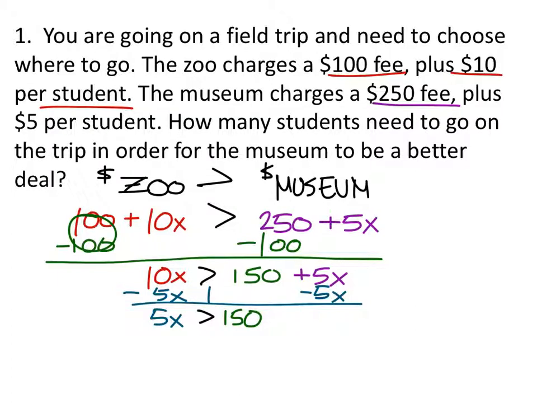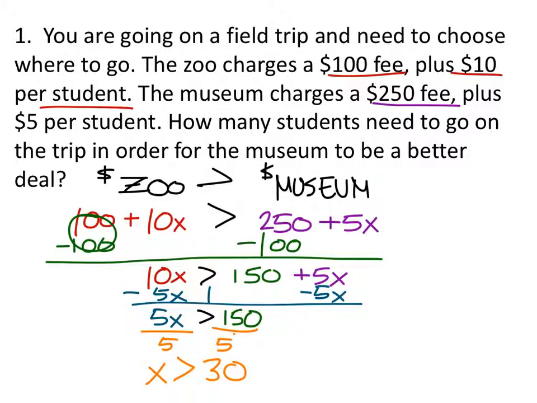Now, just if we were to interpret this, the museum is charging $5 less per student, or the zoo is charging $5 more per student. And the difference between their starting cost is $150. So we've got to make up that 150 bucks by dividing both sides by 5. So we'll divide by 5 on this side and divide by 5 on this side. So that means x would have to be greater than 30.